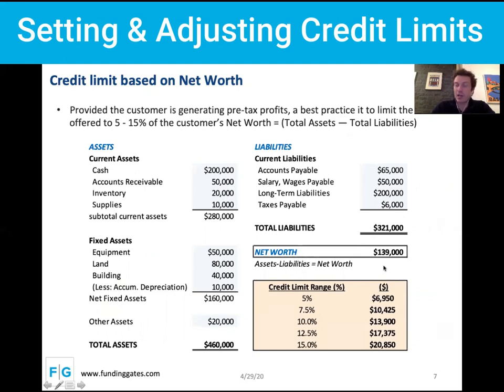And then typically the credit limit ranges anywhere from 5 to 15% of the total net worth. So again, the credit limit range can vary from 5 to 15%. So 5% times 139,000 is around $7,000. 15% of $139,000 is around $21,000. So that's another way to come up with a band for the credit limit.